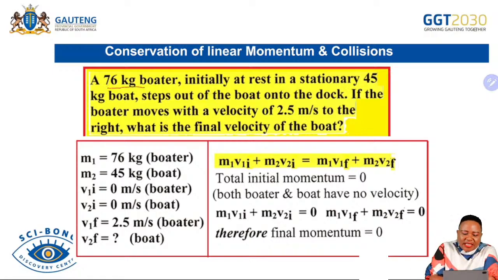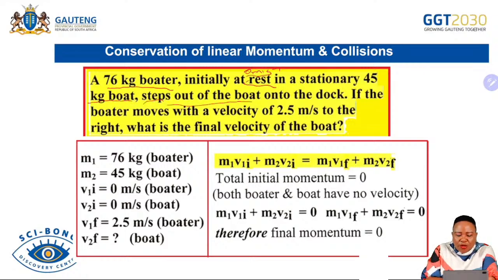A boat of 76 kilogram, initially at rest. Not forgetting, normally when I'm provided such wording, I will encourage you to write at the top 0 meters per second, so that you already know that there is a value that I have for that specific object, which was not written as a number, but was written as a word. So write it at the top to say 0 meters per second. At rest in a stationary 45 kilogram boat.